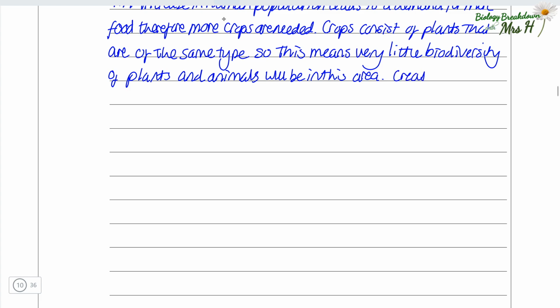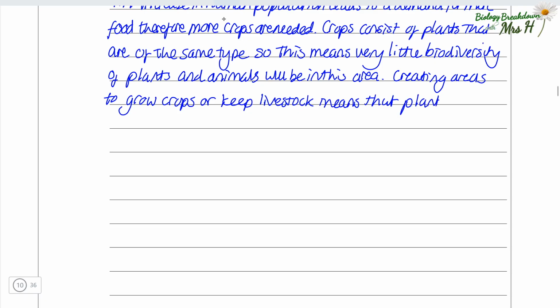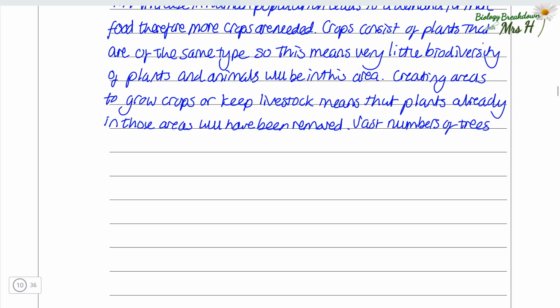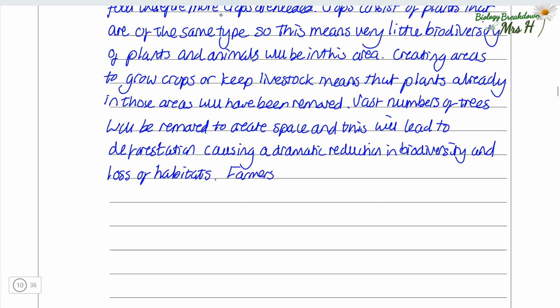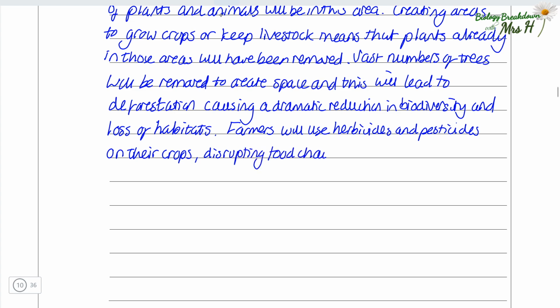Creating areas to grow crops or keep livestock also means that the plants that were already in the area have to be removed. Vast numbers of trees will be removed to create space, and this will lead to deforestation, causing a dramatic reduction in biodiversity of plants and animals and fungi and bacteria and all sorts. Loss of biodiversity there and loss of habitats too. Farmers will use herbicides and pesticides on their crops, and that could disrupt food chains, reducing the biodiversity.